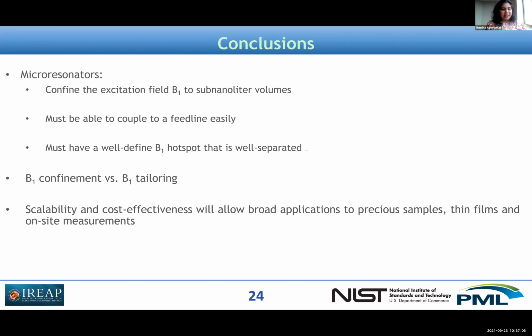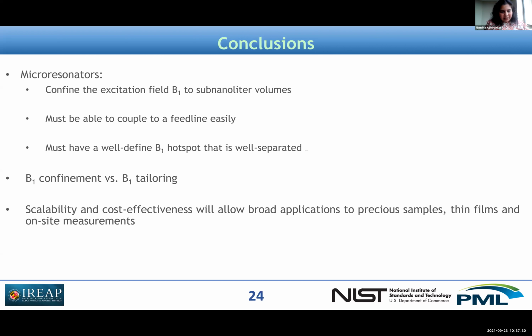For a sub-picoliter size sample, we might want to go to an even smaller hotspot, with dimensions in hundreds of nanometers, so that it creates a region of very strong B1 over a very small volume, so that it can be detectable. This is something that I haven't achieved yet, but we're working on it. Sub-picoliter volumes are quite challenging.